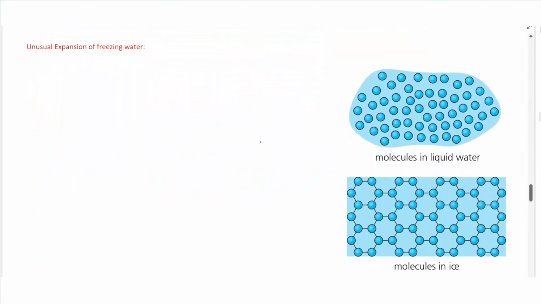There is a special case when changing the state of an object. Usually, all matter, when changing state from solid to liquid, expands, or from liquid to solid, contracts. Except water, when it freezes, it leaves an empty space. So actually, in water, volume increases when it freezes. This is the only material that shows this behavior. That's why ice is lighter, or less dense, than water. That's why ice floats on top of water.